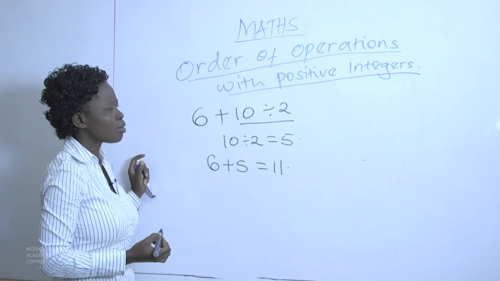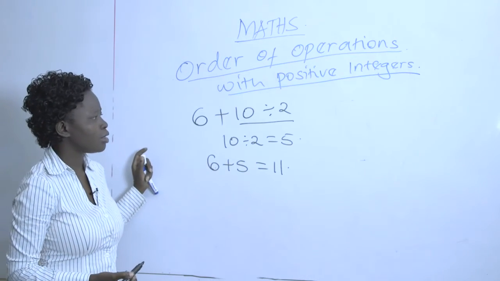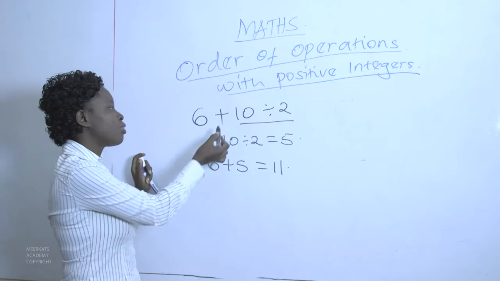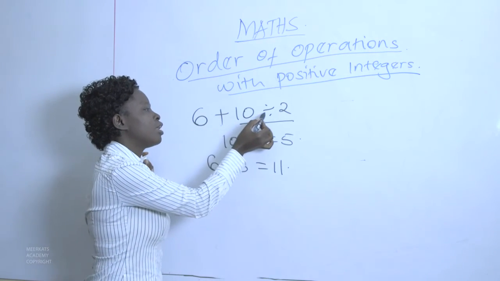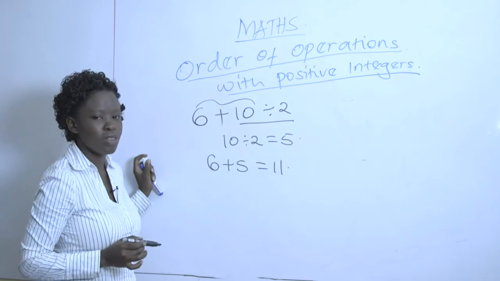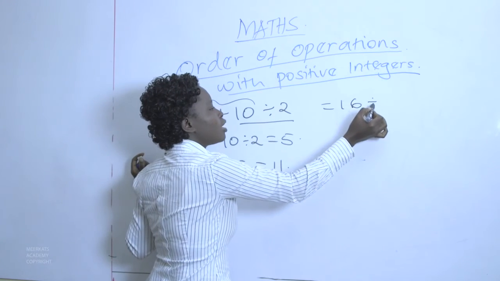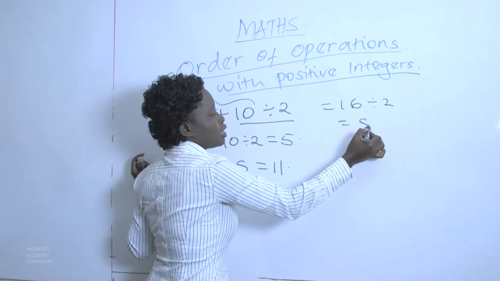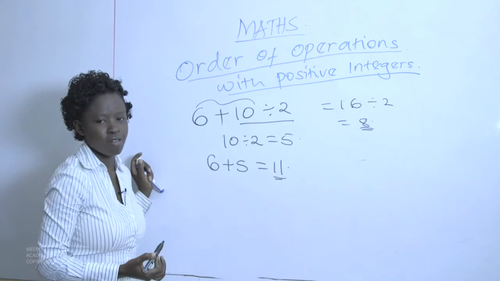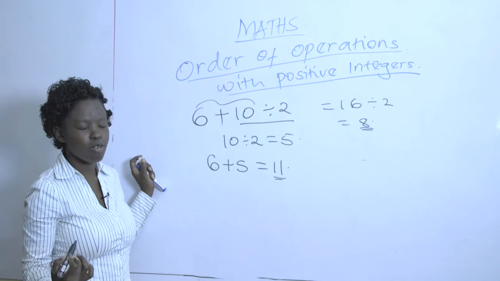You find that there are some cases whereby somebody might assume the order of operation and decide to work it out just the way the sum has been written. In this case, we have 6 plus 10 divided by 2. So if this person starts with addition, then 6 plus 10 will give me 16, then divided by 2 gives us 8. And you find that this is not the same as what we have. So it is very important for us to get to know the order of operation.